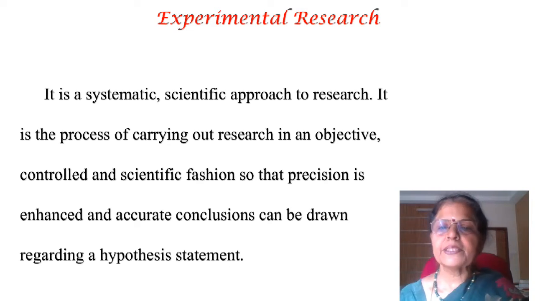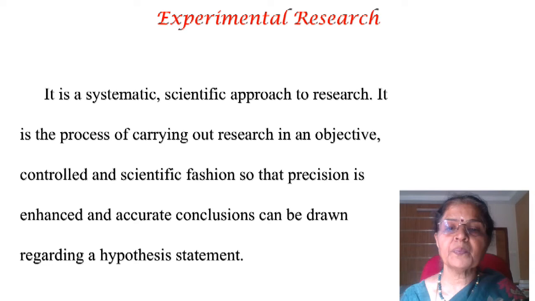But experimental research can be defined as a systematic scientific approach to research. It's the process of carrying out research in an objective, controlled, and scientific fashion so that precision is enhanced and accurate conclusions can be drawn regarding a hypothesis statement. What is a hypothesis? It is a tentative solution, or to be more precise, it's an academic guess to a problem.